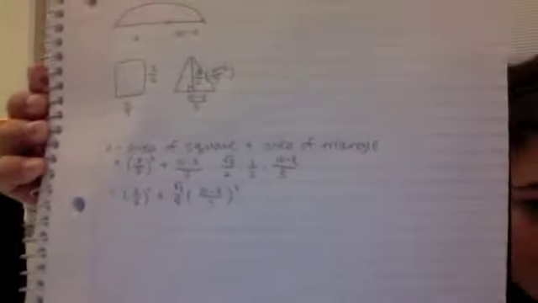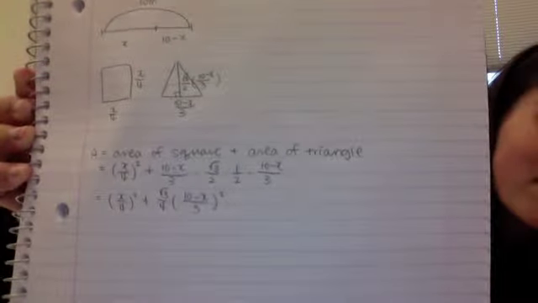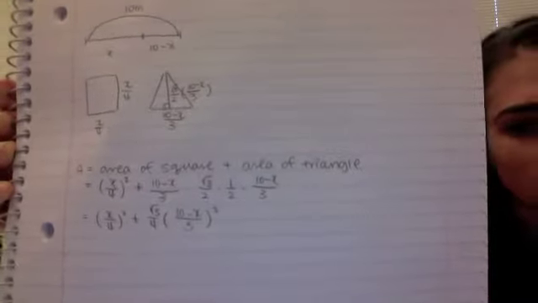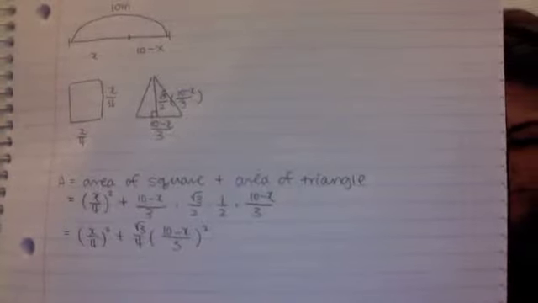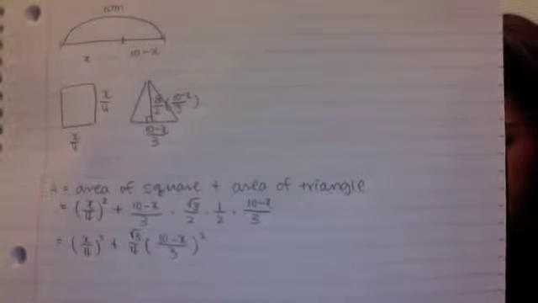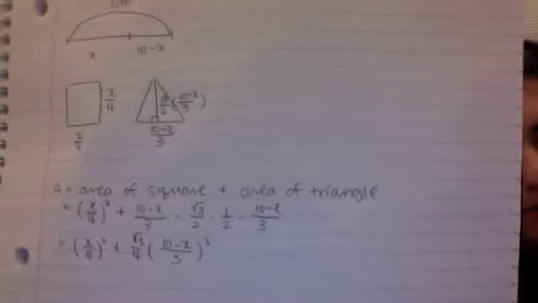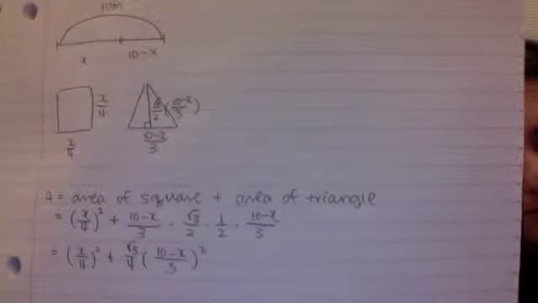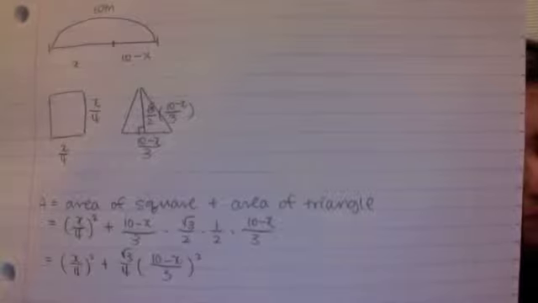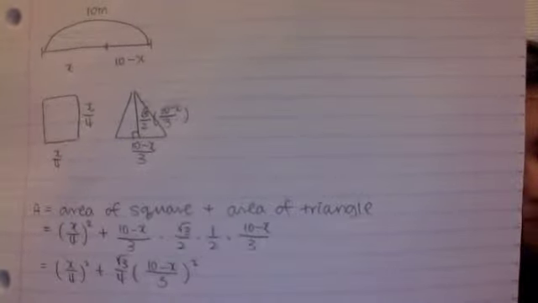So the height would be root 3 over 2 times the base. So the area of the triangle would be root 3 over 4 times ((10 minus x) over 3) squared.